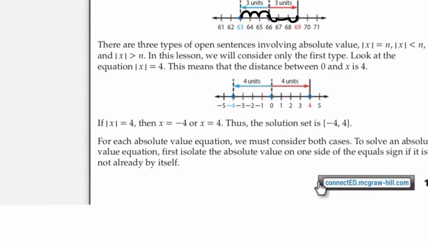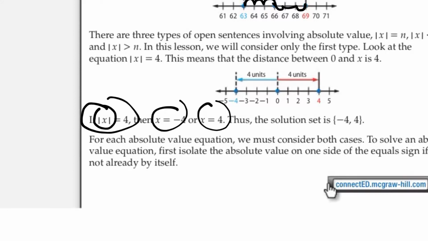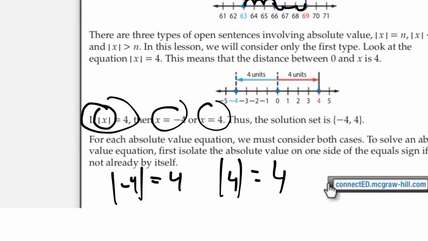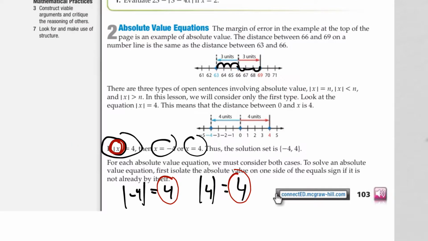So for example, if the absolute value of x equals 4, then that means x equals negative 4 and x equals 4. Why? Well, because the absolute value of negative 4 equals 4 and the absolute value of 4 equals 4. See how I have 2 answers that are the same? So if I have the absolute value of x, that means I need 2 answers. So that's what's going to happen, guys. We're going to end up getting 2 different answers in our problems.